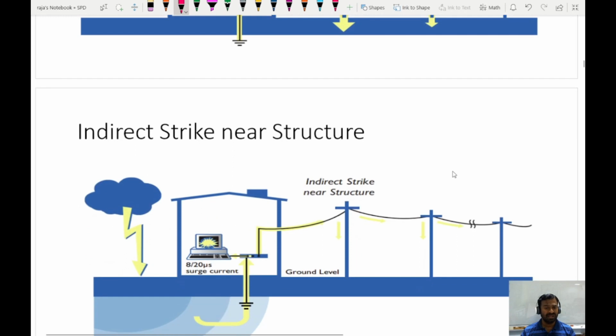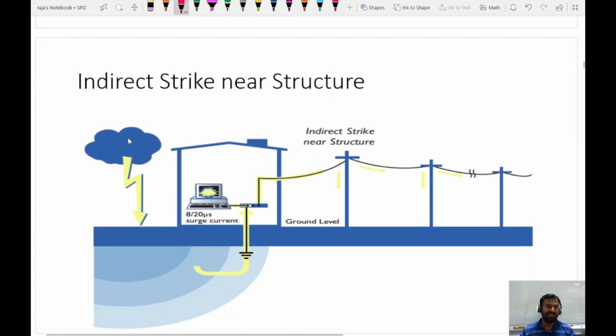The indirect strike near structure. Here we have the structure, or the organization, and the transmission line is here. The lightning is falling nearby the structure. Because of this lightning, a high voltage or high potential is created here. So there is a potential difference between this high voltage ground and the transmission line. Because of this, the current flows in this direction, and the nature of this current is 8 to 20 microseconds. 8 microseconds for reaching the peak value, and 20 microseconds to come back to 50% of the peak value. So this is the nature of this indirect strike.